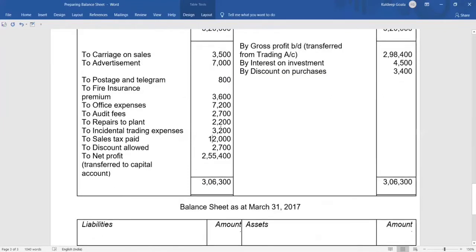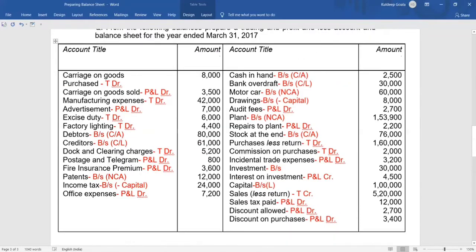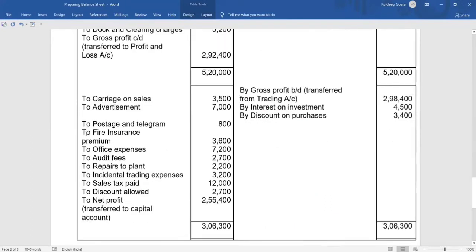After that, what do we have as the next item? Let's see. After postage and telegram, it is fire insurance premium of 3,600. So "To fire insurance premium, 3,600 rupees." Clear? This is there.